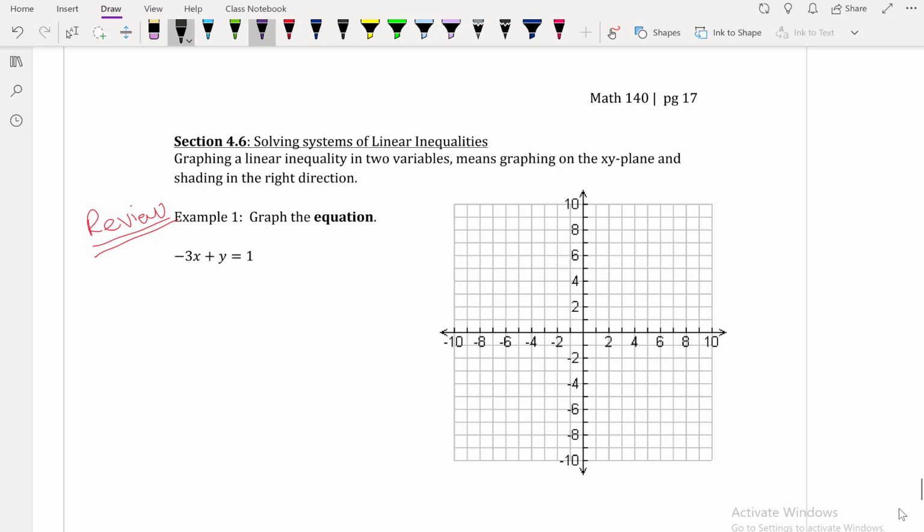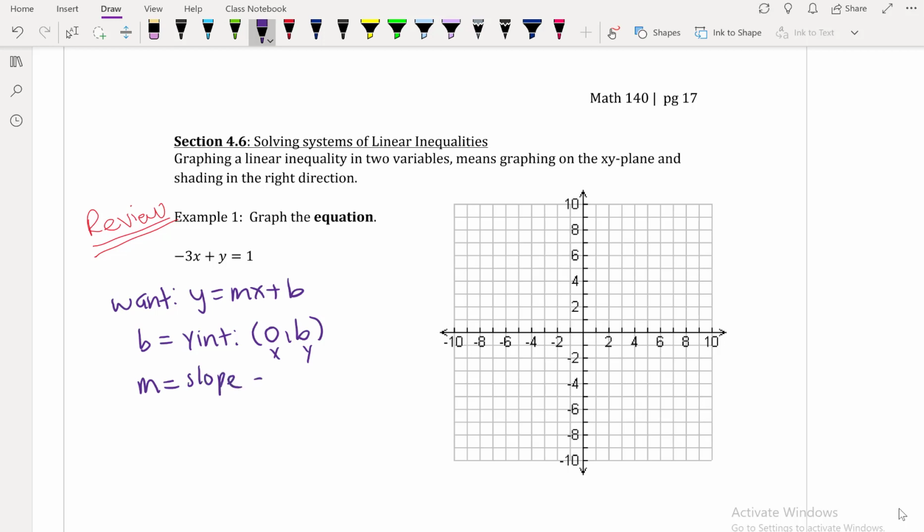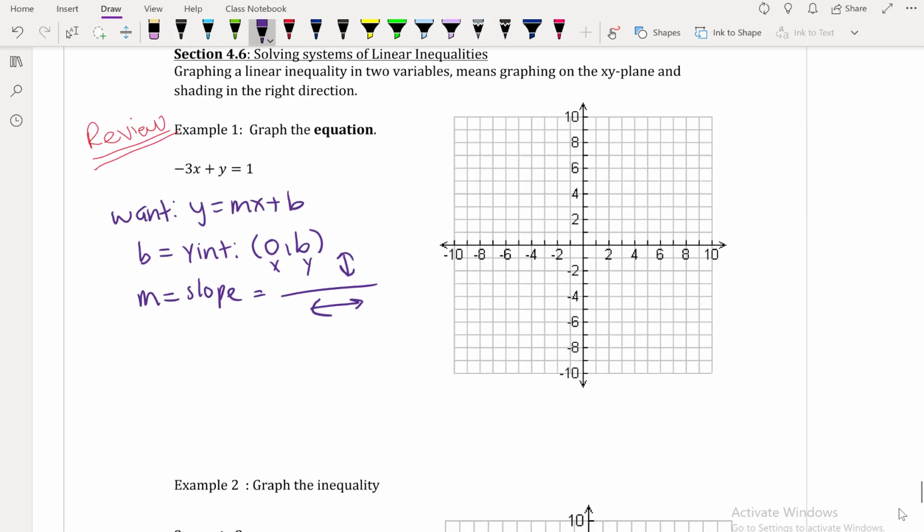So remember, what we want is to get it into that y equals mx plus b form, where b represents the y-intercept, which is going to be your starting point at (0, b), where you have your y value here as b. And your m value is your slope, and that's going to tell you how far up and down to go or left and right to go.